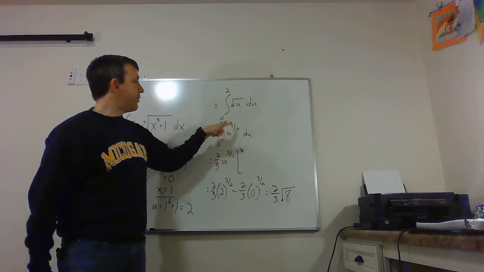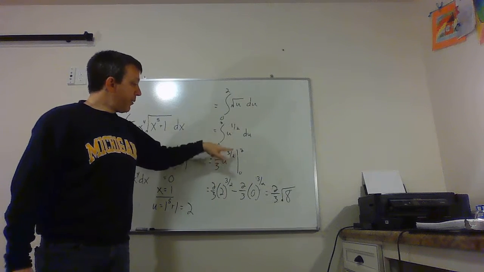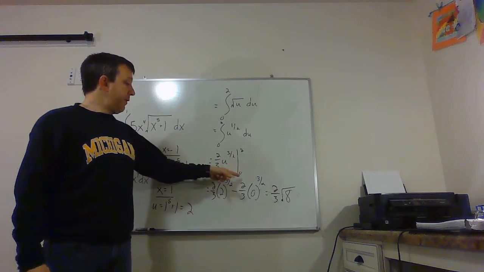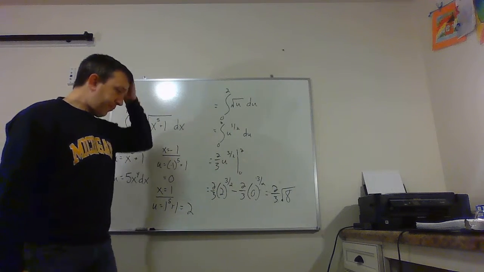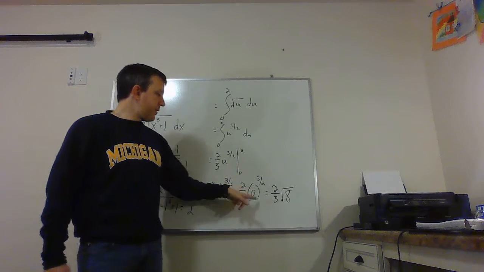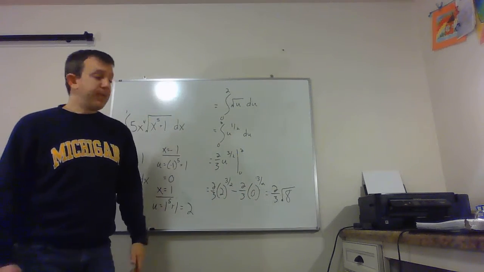And so I change my square root to a u to the 1/2, and I integrate. I raise the power by 1, which gives me 3/2. I multiply by that reciprocal, and now I just have to evaluate it at 0 and 2. So I get 2/3 times 2 to the 3/2 minus 2/3 times 0 to the 3/2. The second part is very nicely going to end up being 0.